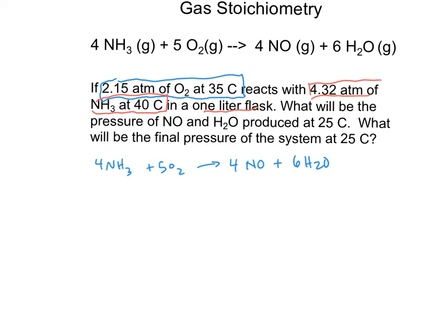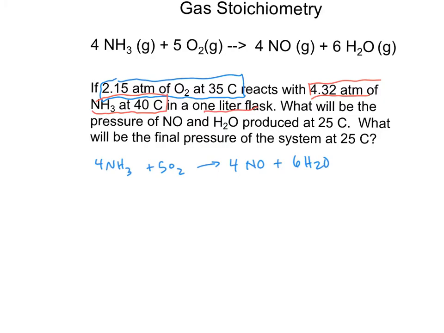So you've already mixed the gases together. It's not like the last problem where you have to figure out the new volume and moles and pressures and things. It's already mixed together. They're both together in a 1 liter flask. So the question is, what will be the pressure of NO and water? Those are the products. And then what will be the final pressure? So that's going to include the unreacted reactant that is not the limiting reactant.